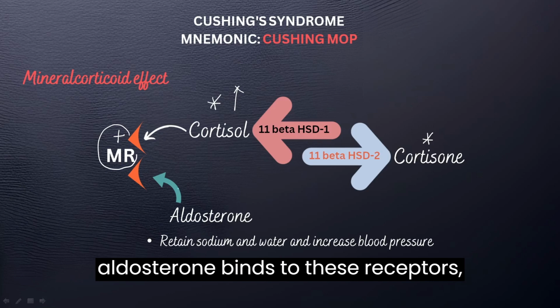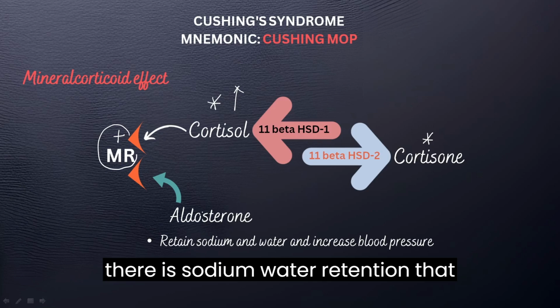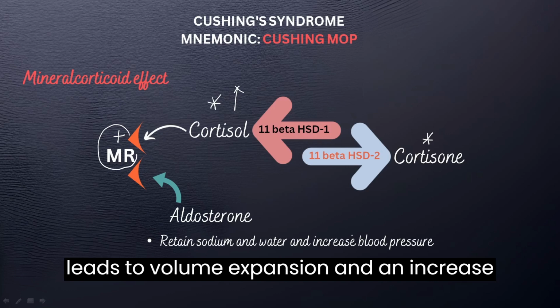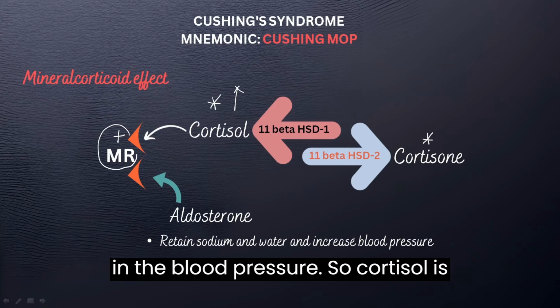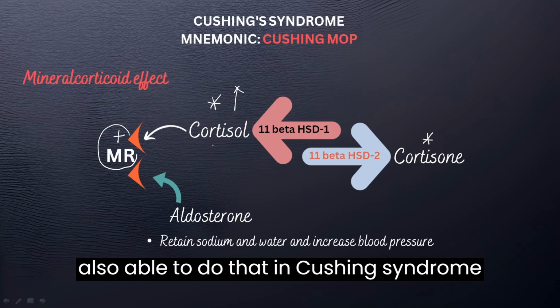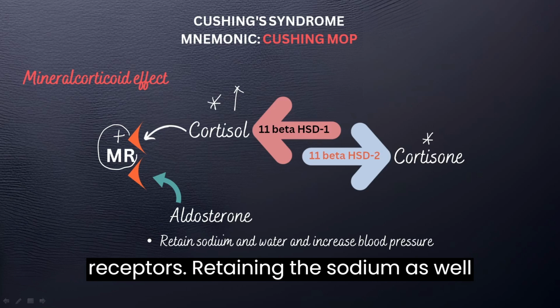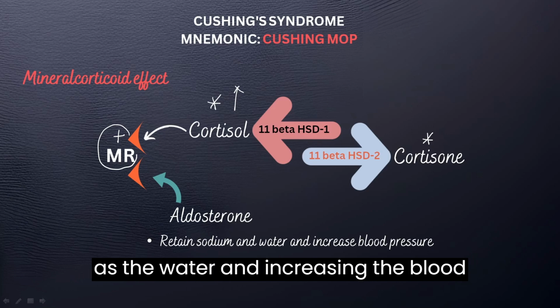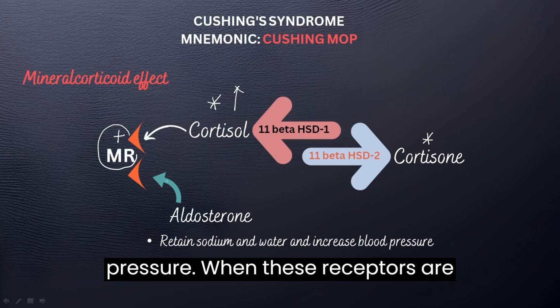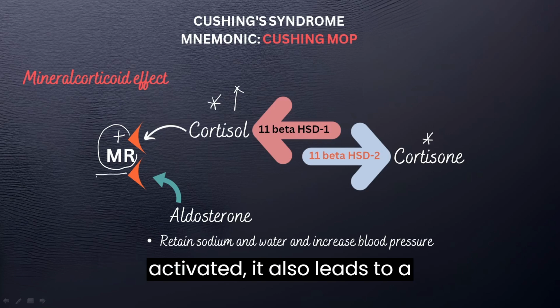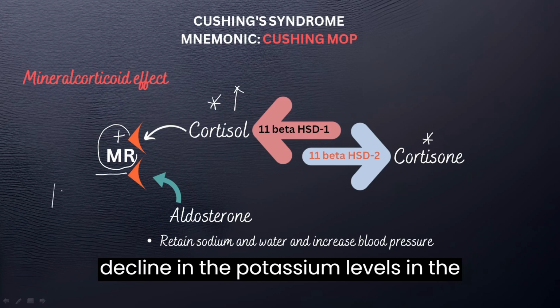When aldosterone binds to these receptors, there is sodium water retention that leads to volume expansion and an increase in the blood pressure. So cortisol is also able to do that in Cushing syndrome by activating these mineralocorticoid receptors, retaining the sodium as well as the water and increasing the blood pressure. When these receptors are activated, it also leads to a decline in the potassium levels in the blood.